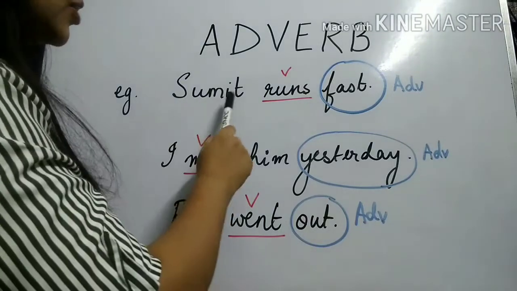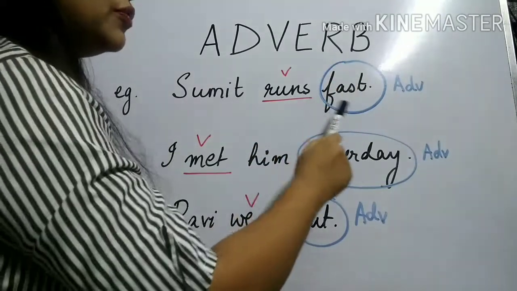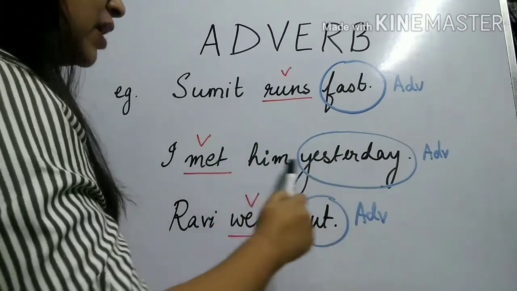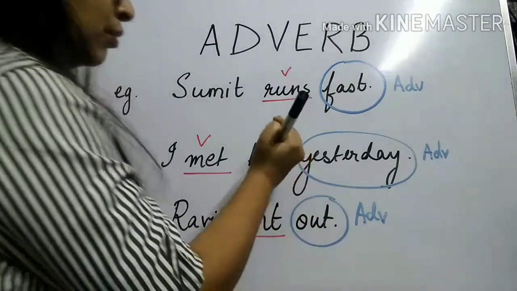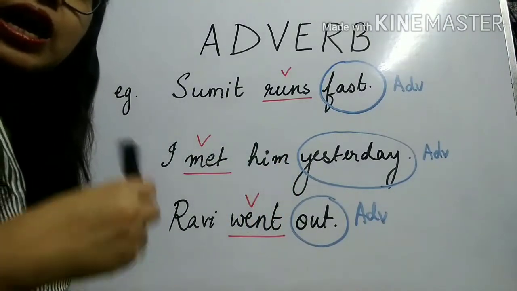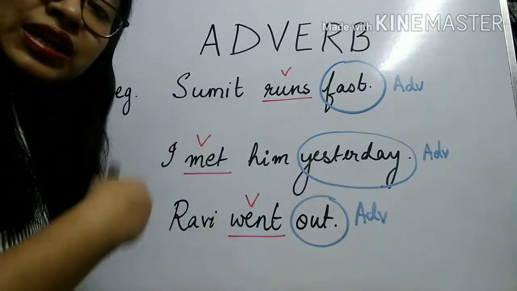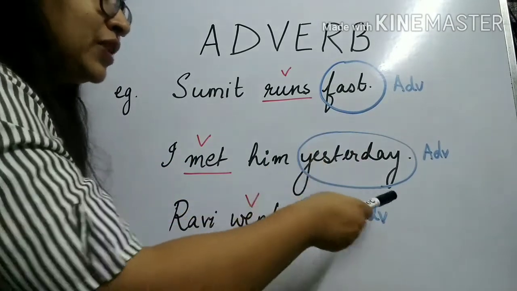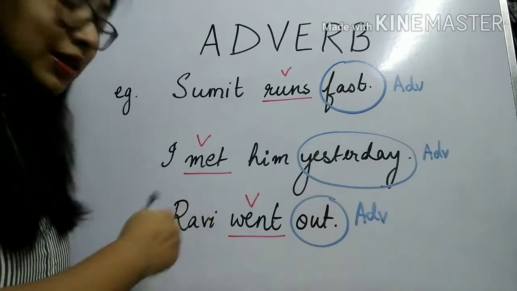Let us see the first sentence. Sumit runs fast. So how does Sumit run? He runs fast. So the word fast is giving us an idea about how Sumit runs. Again, I met him yesterday. When did I meet him? Yesterday. So if I just read the sentence till I met him, I would be able to convey the message that I met somebody. But if I add the word yesterday, my meeting this person who's been referred to as him becomes more definite. We can say when I met him.